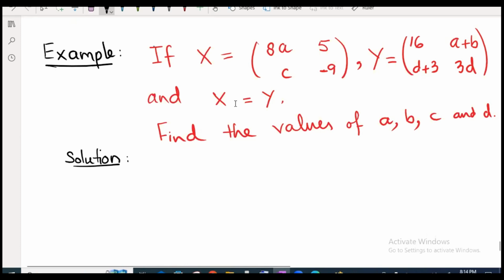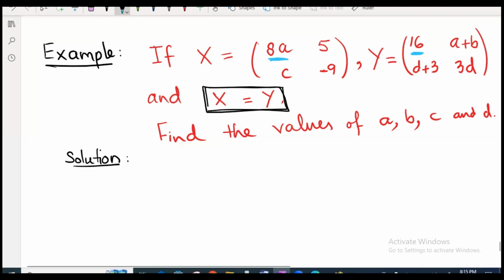So X equal to Y. X equal to Y means both have the same order, and both matrices are the same. Corresponding elements are the same. X equal to Y means X and Y are equal matrices. It means corresponding elements must be the same. 8 equal to what? 16. 8 equal to 16, right? According to the definition of equal matrices, the order is the same and corresponding elements are the same.